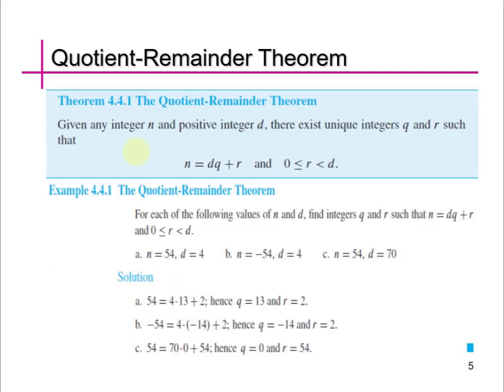We will consider a theorem which is known as the quotient remainder theorem. In this theorem we see that given any integer n and a positive integer d, there exist unique integers q and r such that this equality holds, and n is equal to dq plus r, where the condition on r is that r is greater than or equal to 0 and less than d.